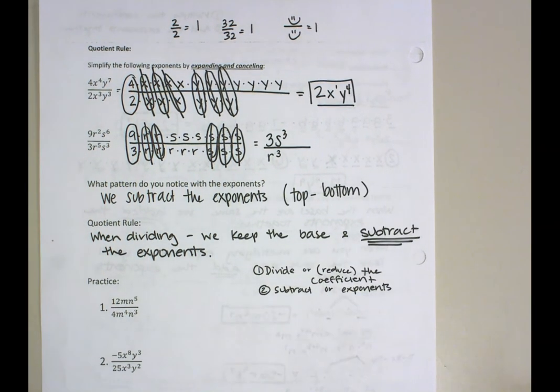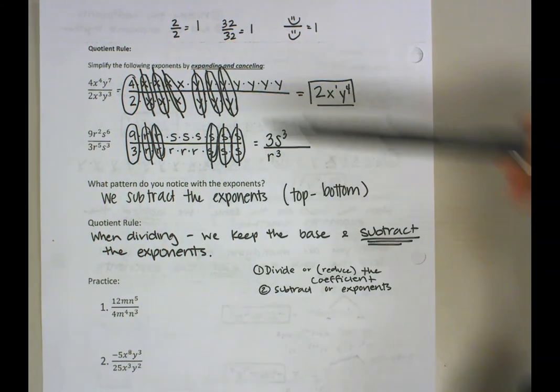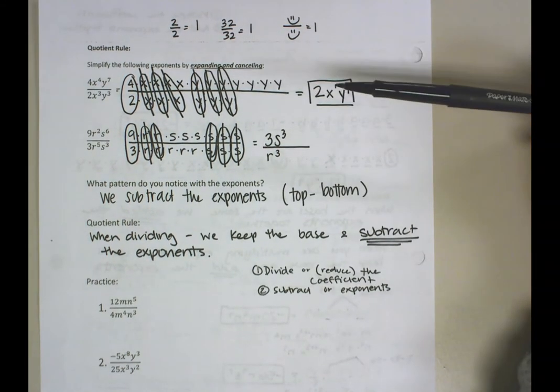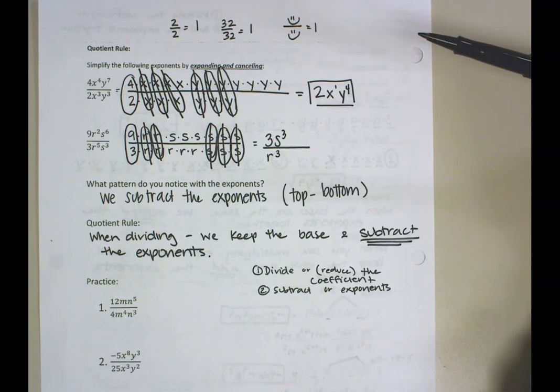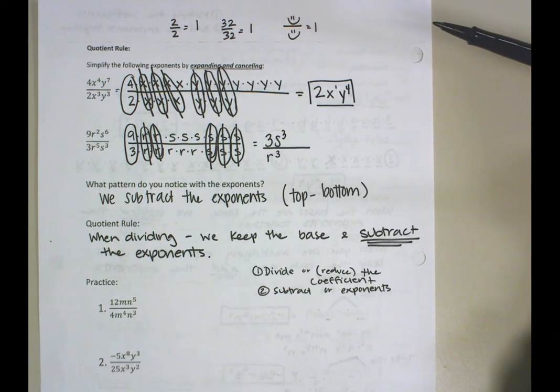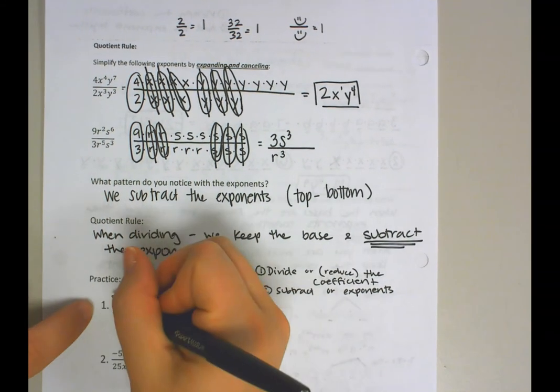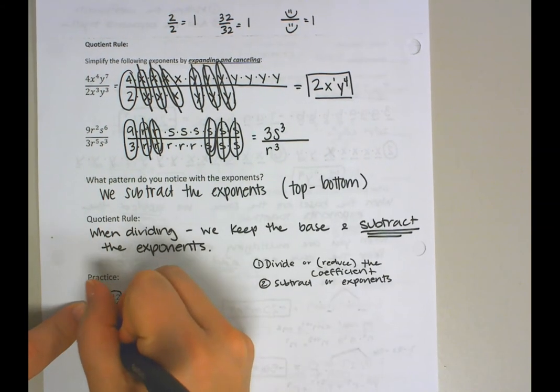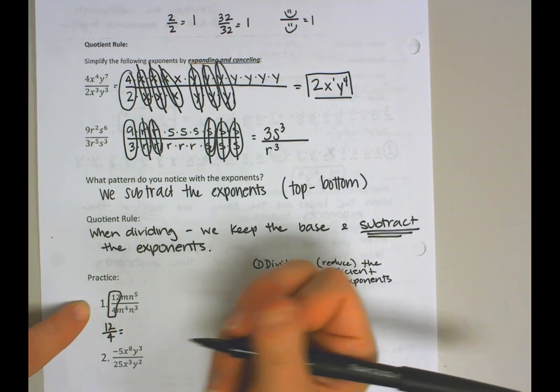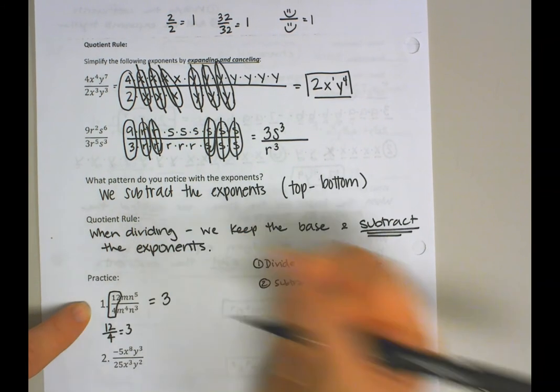So while it's nice visually to write it all out every time and cross out the top and the bottom, and you can do that, it's just more time consuming than using our product rule. So if we look at number 1, first we're going to divide 12 divided by 4. So 12 divided by 4 would give me 3. So it's going to be my coefficient.